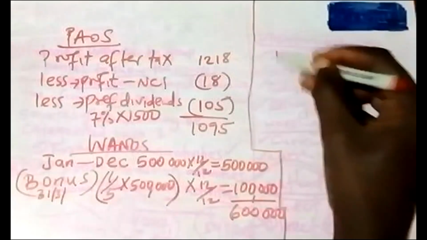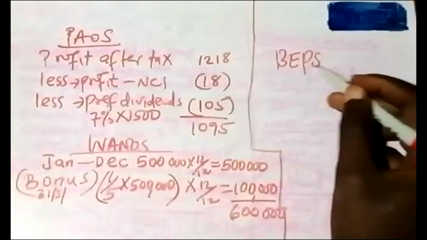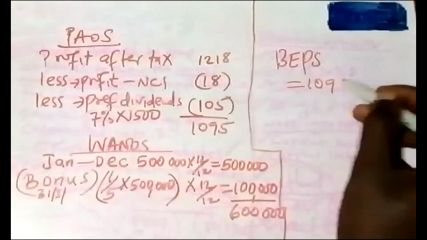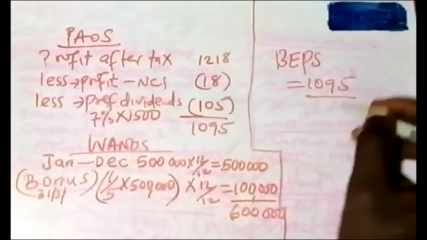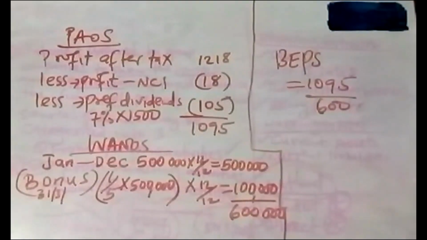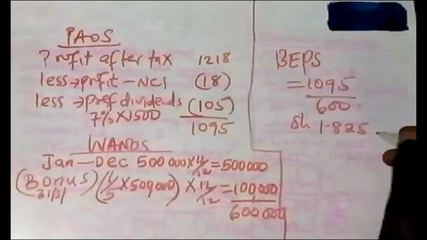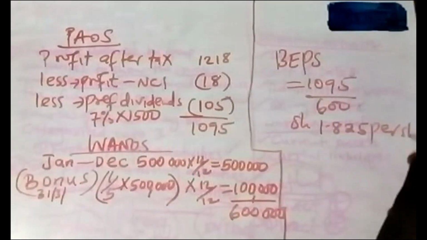So that here we can be able to get basic EPS. So whereby I will take 1095, I divide with the 600. So I will get shillings 1.825 per share.